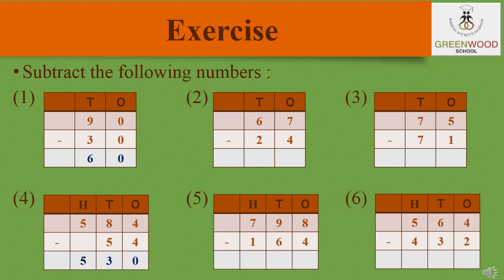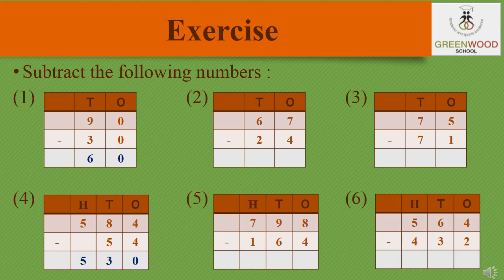584 minus 54. First we'll subtract the ones. 4 minus 4. So take out 4 fingers. Now how many do you have to fold? 4. Fold that. 1, 2, 3, 4. Do you have any fingers left? No. So you will write 0.